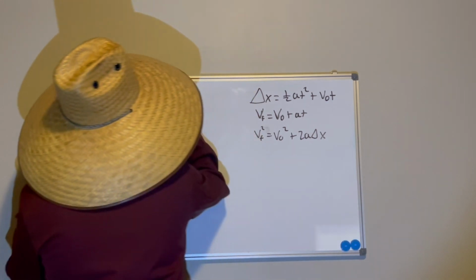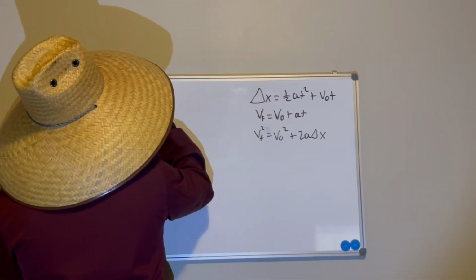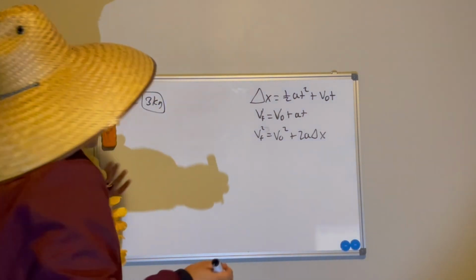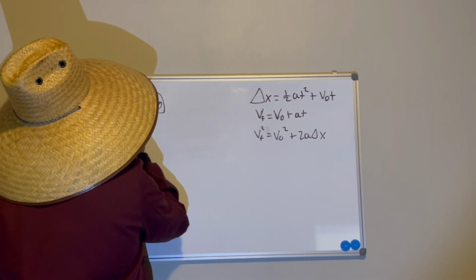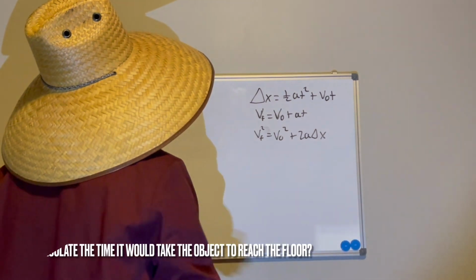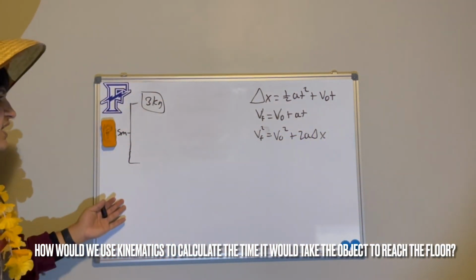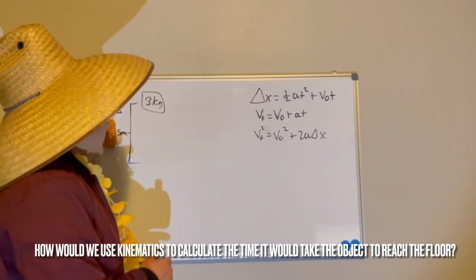Alright, let's say we drop a 3 kilogram object from 5 meters. How would we use the kinematic equations to calculate the time it would take to reach the floor? Air resistance is negligible, as always.